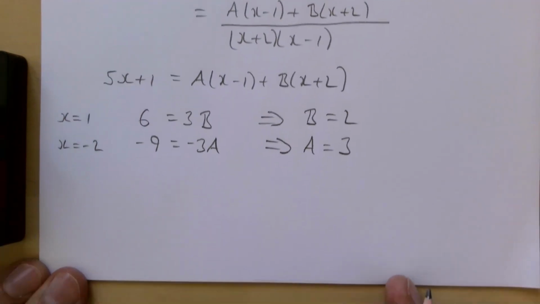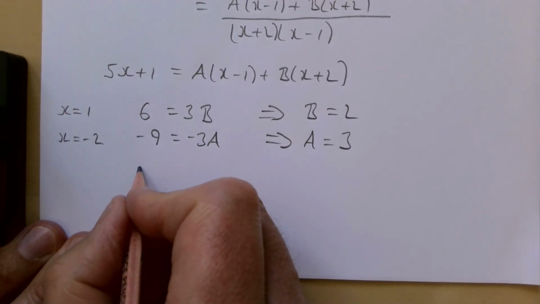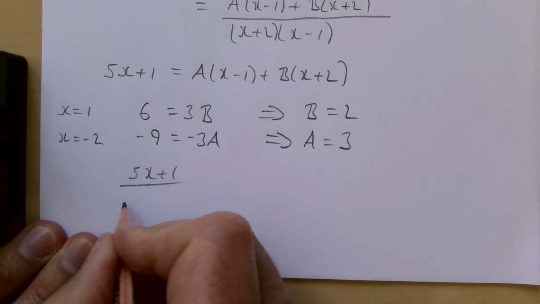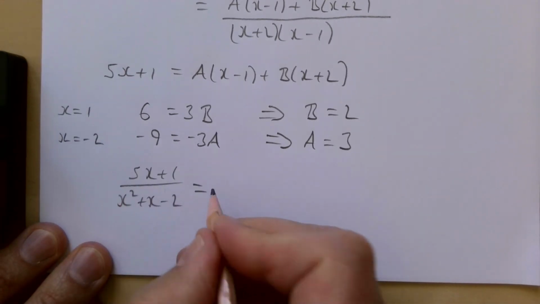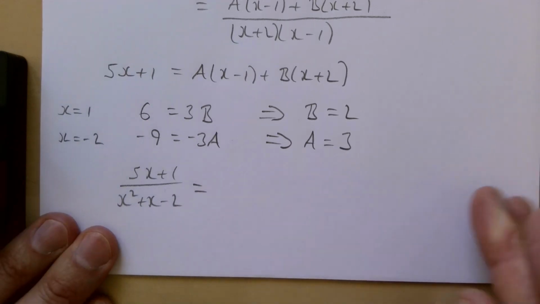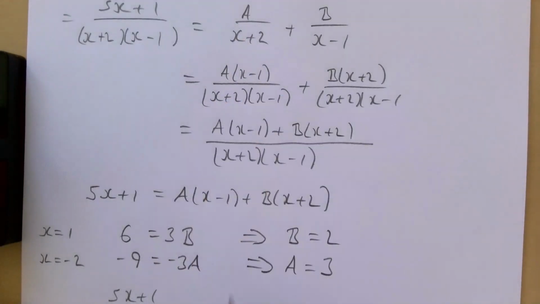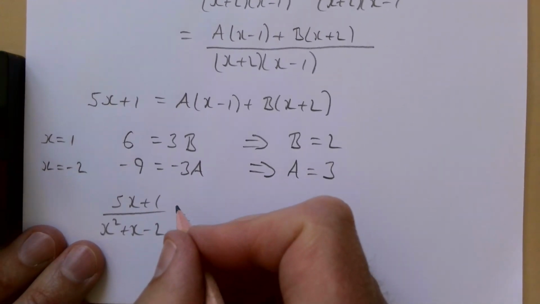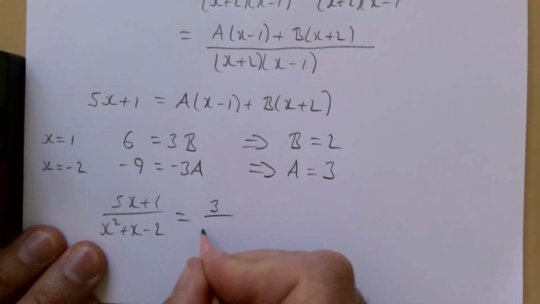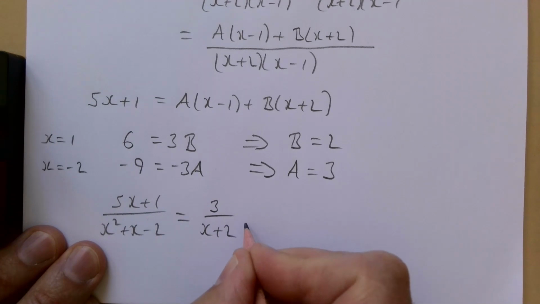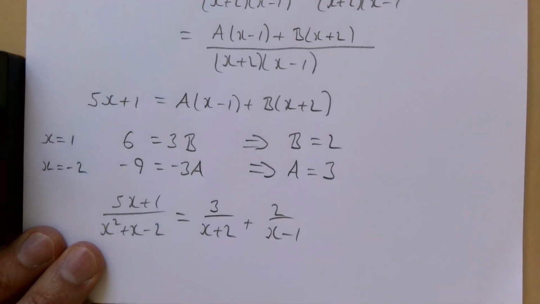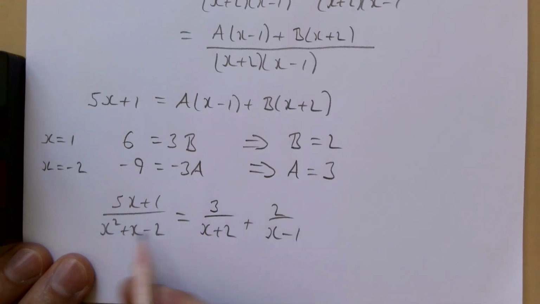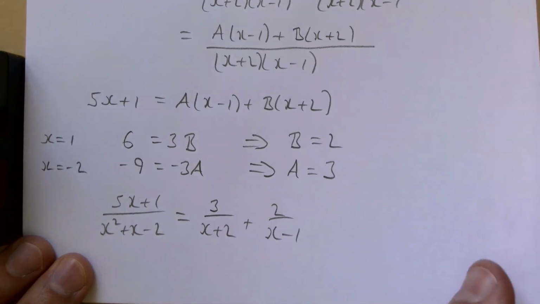We're pretty much there. The question asks to split 5x plus 1 all over x squared plus x minus 2 into its partial fractions. We've worked out that A is 3, so going back up here, we're going to have 3 over x minus 1, and 2 over x plus 2. That's this split into its partial fractions. These two things are equal to each other, obviously, otherwise we couldn't write the equals sign.